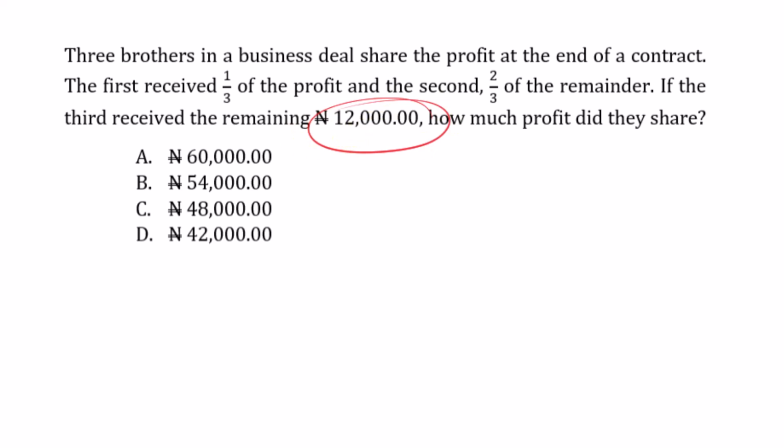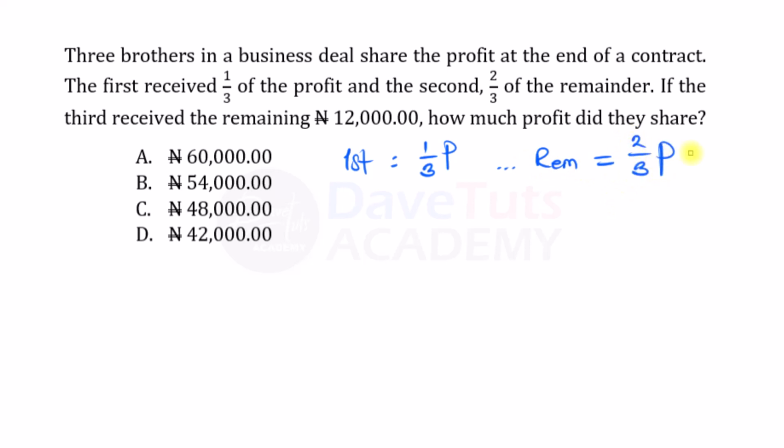They are giving us the value for the last amount. So let me just quickly run through this. 3 brothers in a business deal share the profit at the end of the contract. The first received 1/3 of the profit. So the first child is taking 1 over 3 of the profit, let me say 1 over 3p. And if that is that, the remaining profit is going to be 1 minus 1 over 3, and that's going to be 2 over 3 of p.